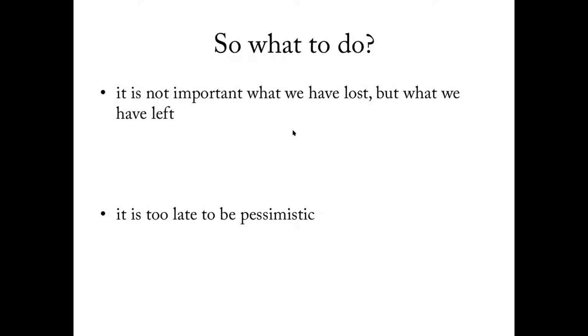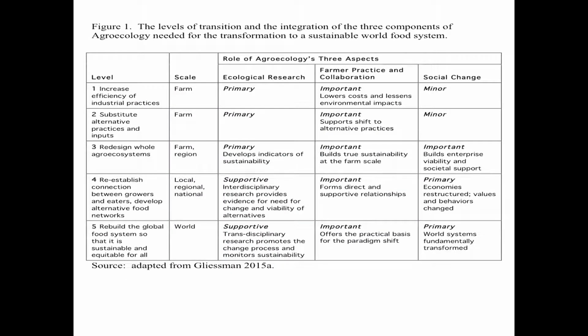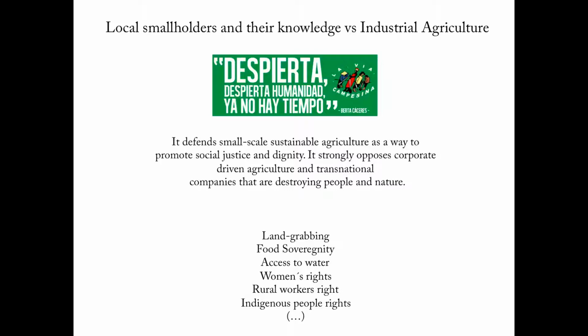So what to do? Remember, it is not important what we have lost, but what we have left. And as someone says, it is too late to be pessimistic. So what I propose, also in accordance with other people, is ecological intensification of the current food system. Here you have some examples where not only do we need to substitute our inputs with more sustainable inputs, but we need system redesign. We need to transition from monocultures, which require huge amounts of inputs, to ecosystems in which ecosystem services are used. And here you can see the 5 levels of transition, which unfortunately I cannot go into in detail. And we need to give power to local smallholders and their local knowledge.